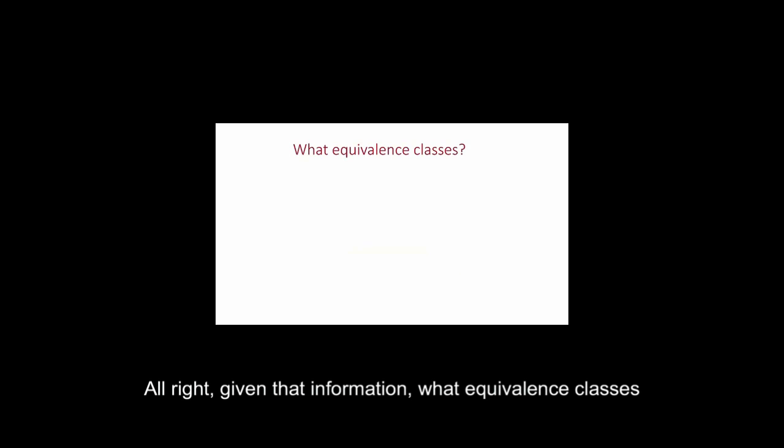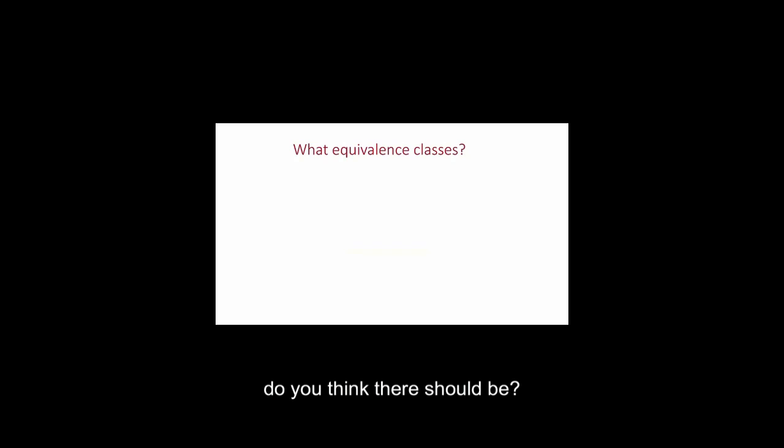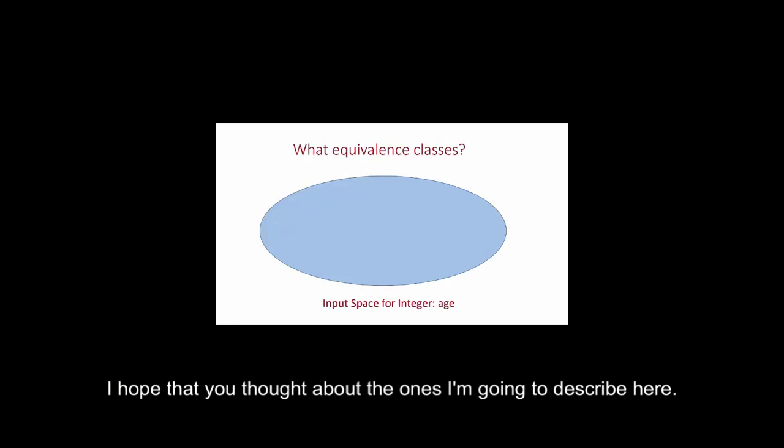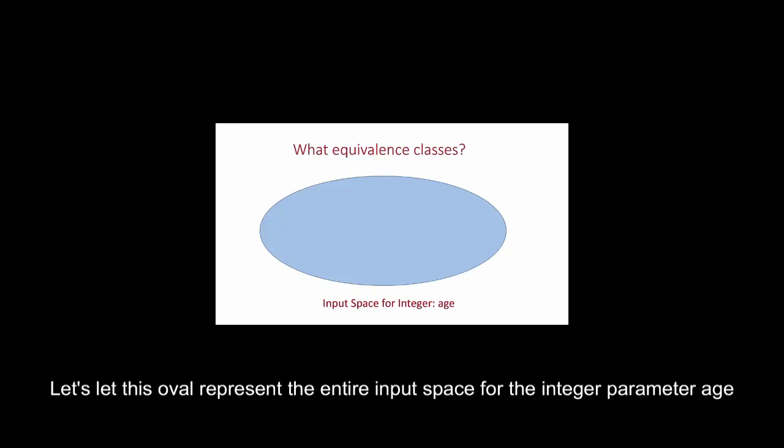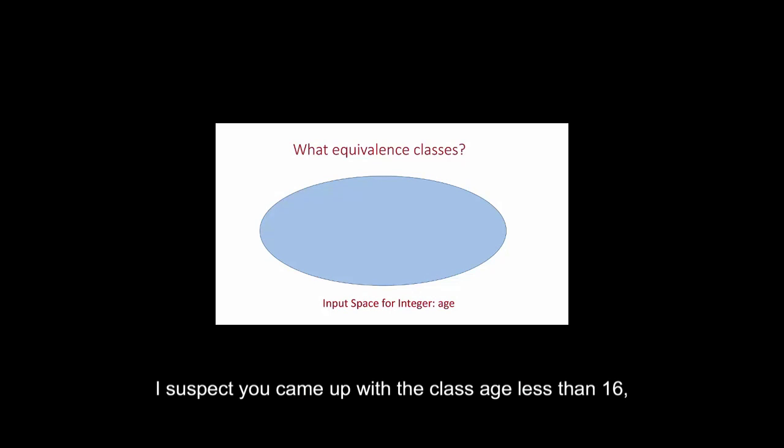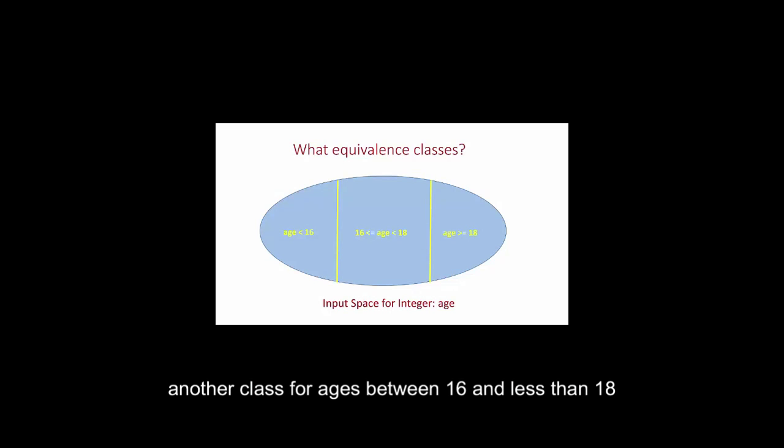All right, given that information, what equivalence classes do you think there should be? Let me pause for a minute and let you think about that. I hope that you thought about the ones I'm going to describe here. Let's let this oval represent the entire input space for the integer parameter age. And I suspect you came up with the class age less than 16, another class for age between 16 and less than 18, and a third class for those with age 18 and older. And that seems reasonable.